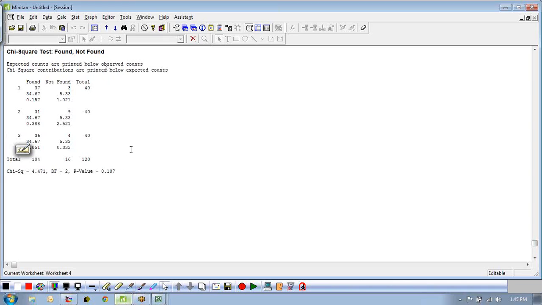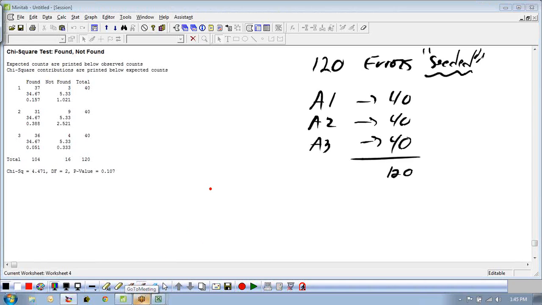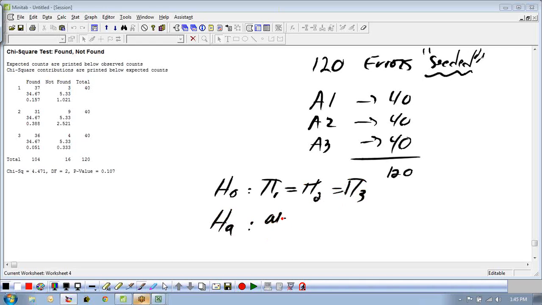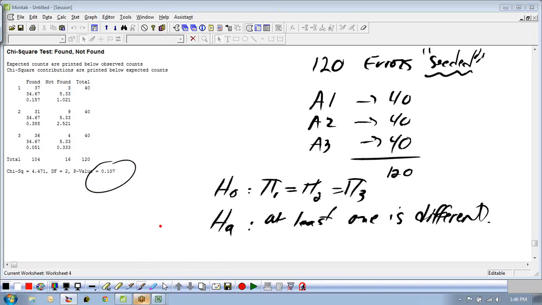So even though they look very different by auditor, certainly to me, when we looked at it, it certainly looked like, if we were writing down this hypothesis test, proportion for Auditor 1 is equal to proportion of Auditor 2 is equal to proportion of Auditor 3, it certainly looked like we were going to say, no way, at least one is different. It certainly looked like we were going to reject that null, but there it is, P of 0.107. We cannot reject the null.